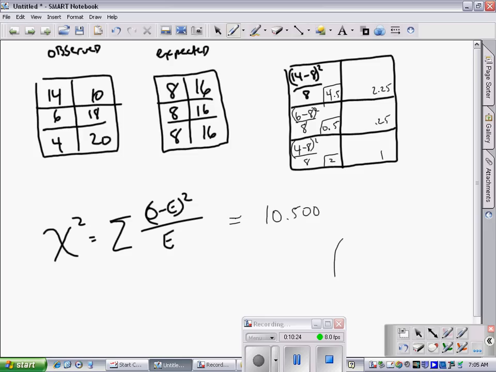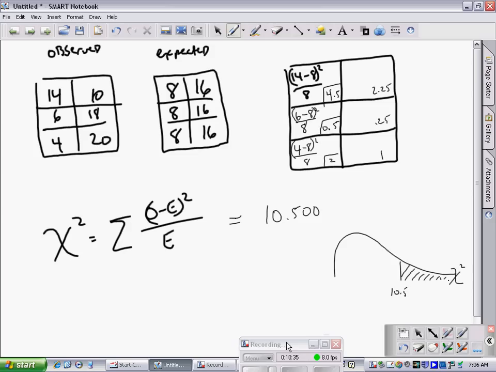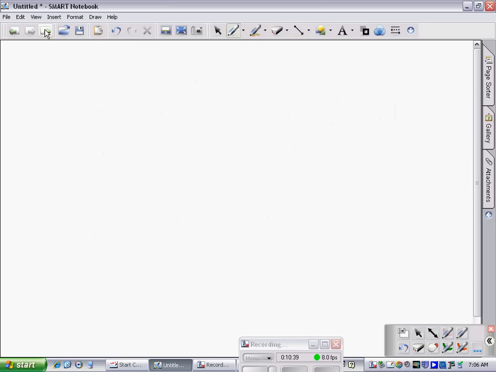The graph, still right skewed, same curve. Here's 10.5, and this area is going to be my p-value. Now the trick here is to figure out what the degrees of freedom are. Let me go to a new page and we'll talk about degrees of freedom.